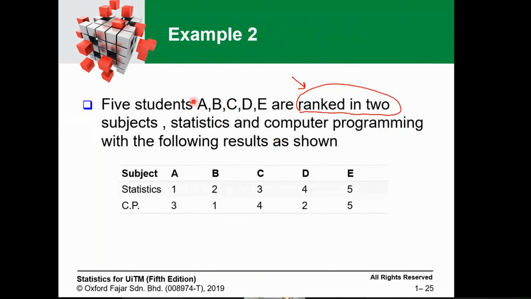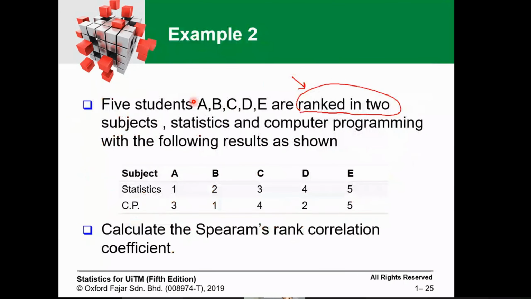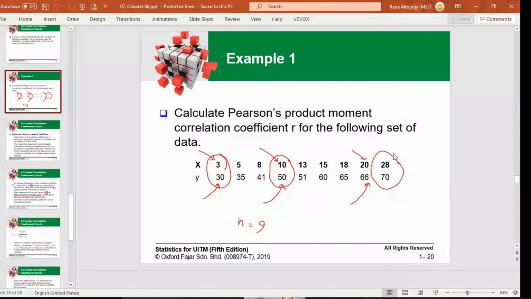This is the example of the Pearson exercise. We talked about Pearson, we talked about Spearman, and we saw the equation. So how can we apply this equation in the exercise? Let's see the question first. If you remember, we talked about the Pearson. What was the question? Calculate the Pearson product moment correlation coefficient R for the following set of data. We have values of X connected to the values of Y. Okay? Values of X, values of Y.